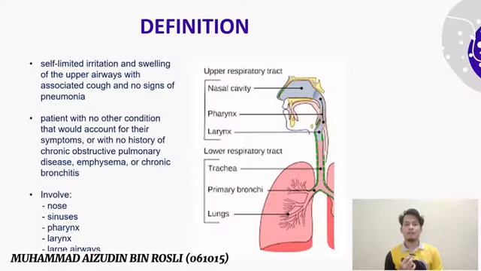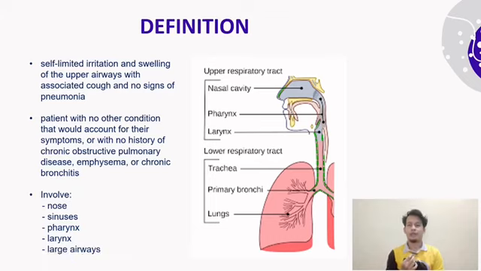First, we'll look at the definition of upper respiratory tract infection. Upper respiratory tract infection can be defined as self-limited irritation and swelling of the upper airways with associated cough and no signs of pneumonia, in a patient with no other condition that will account for their symptoms, or with no history of chronic obstructive pulmonary disease, emphysema, or chronic bronchitis. Upper respiratory tract infection involves the nose, sinuses, pharynx, larynx, and large airways.